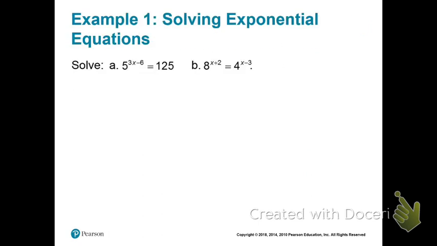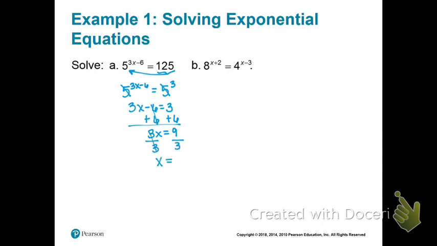All right, so example 1 here. On A, solve 5 to the 3x minus 6 equals 125. Again, can 125 go down to a base of 5? Yes, it can. 125 is 5 to the third. And so I'll bring down the other side. So 5 to the 3x minus 6 equals that 5 to the third. Your bases are the same, so you can ignore them. So that means that 3x minus 6 has to equal 3. And then we're just going to solve for x. So we're going to add the 6. So we get 3x equals 9. Divide by that 3. And we find x equals 3.